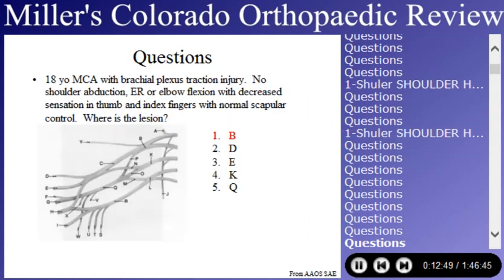18-year-old motorcycle accident, brachial plexus traction injury, no shoulder abduction, external rotation, or elbow flexion. Remember, what you were trying to look for is to determine whether it's a preganglionic or postganglionic lesion. As you read through the rest of the question, he has normal scapular control. So you know it's a postganglionic lesion. Where is that going to be on the brachial plexus diagram? At Erb's point, which corresponds to B.